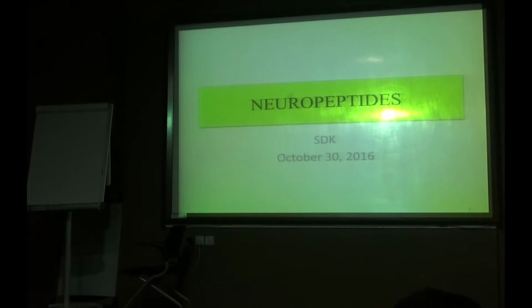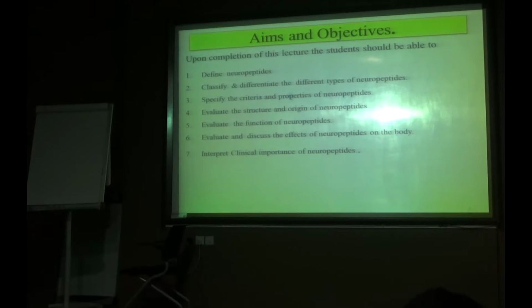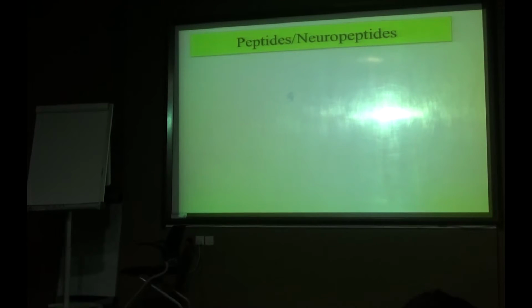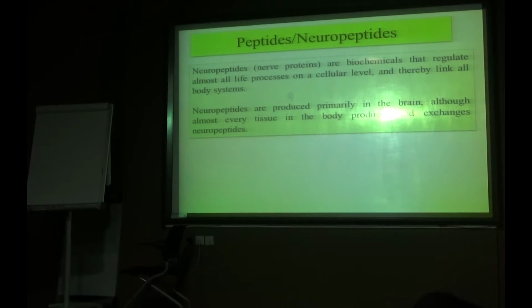So today we will discuss peptides. They are involved in brain, neurological peptides. So we'll see what are neuropeptides, classify them, give their different names, their different types of the neuropeptides, and then their functions of the neuropeptides. So by definition, they are the nerve proteins.